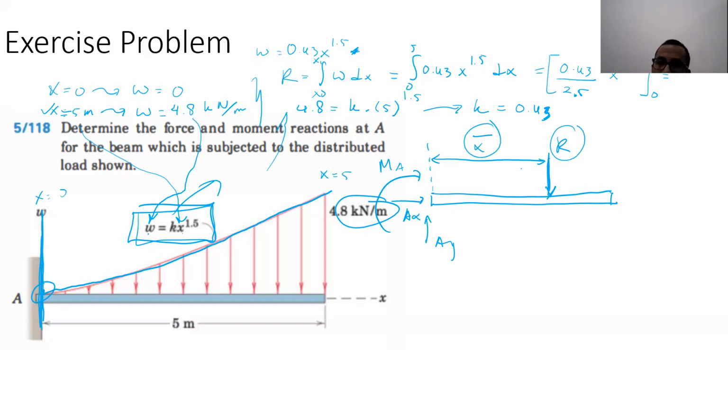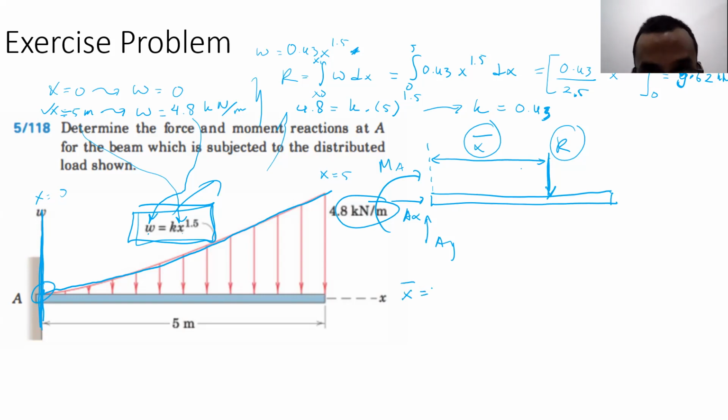9.62. Who's this? Matthew, right? Yes, sir. 9.62 kilonewton. Yes. Okay. Then how can we find for x bar?